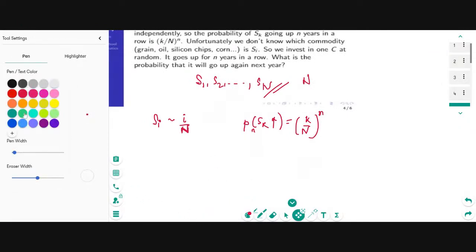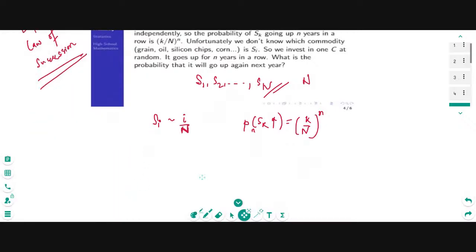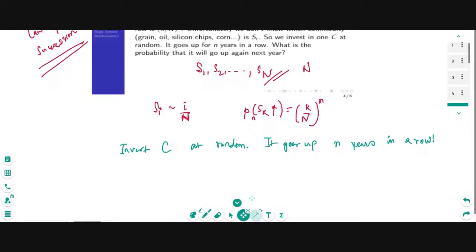Let's say we are investing in C at random, and then it goes up n years in a row. The question asks: what is the probability that it will go up next year?